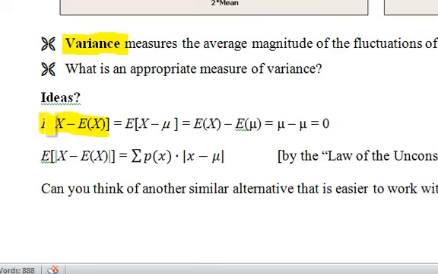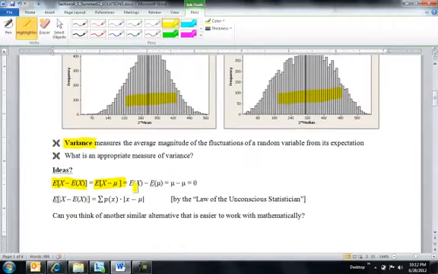And take the expected value of that. But the problem is, the expected value of x minus mu, if you use the rules we did on expected value, is just the expected value of x minus the expected value of mu, which is mu minus mu, which is 0.